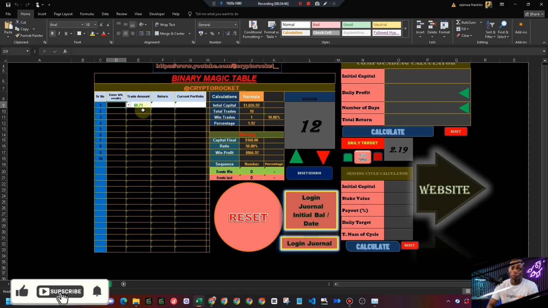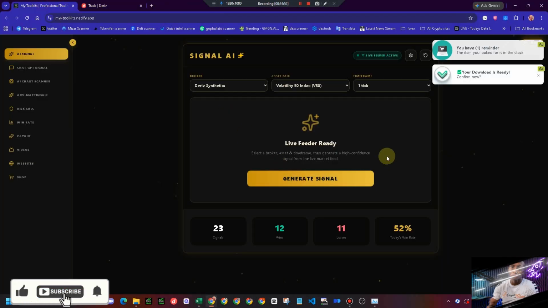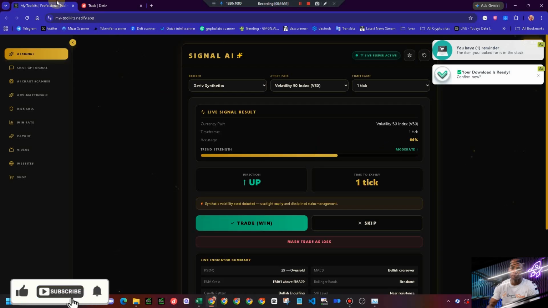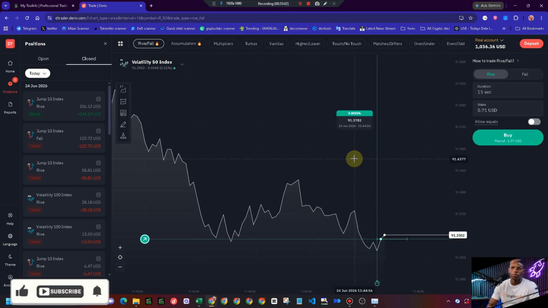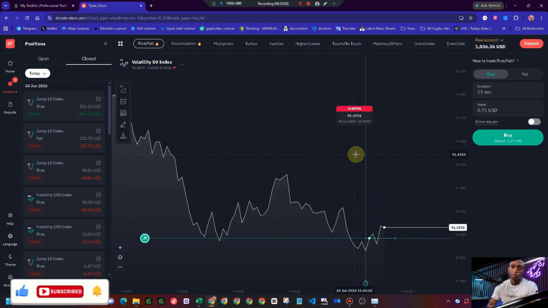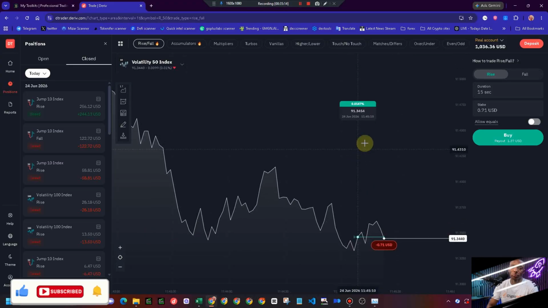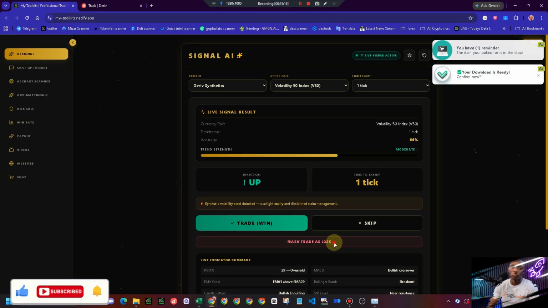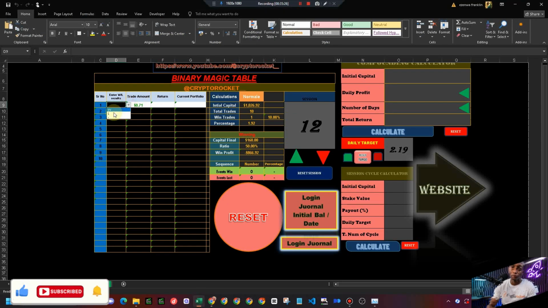So we still have 0.71. Okay, so we generate another one again. Up right now. Buy. So let's see if this will be a winning trade or a losing trade. Okay, losing trade. There's a lot of loss here than win. Okay, so loss we have 1.49.